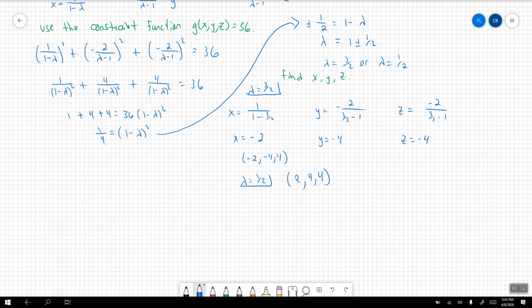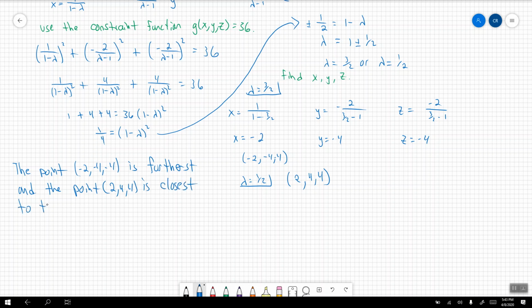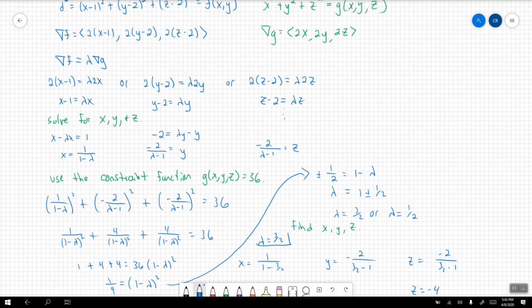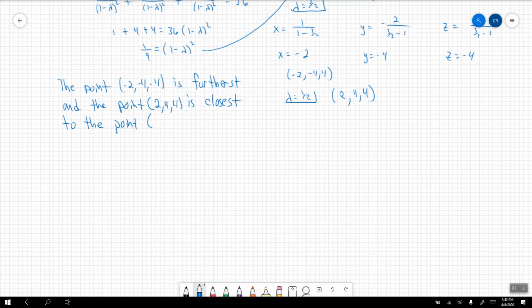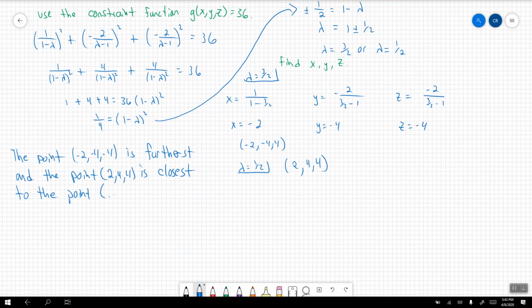So let's summarize this. The point -2, -4, -4 is furthest, and the point 2, 4, 4 is closest to the point. And what was that point that we were given? I completely forgot throughout all of this. That's 1, 2, 2. There we go. To the point 1, 2, 2.